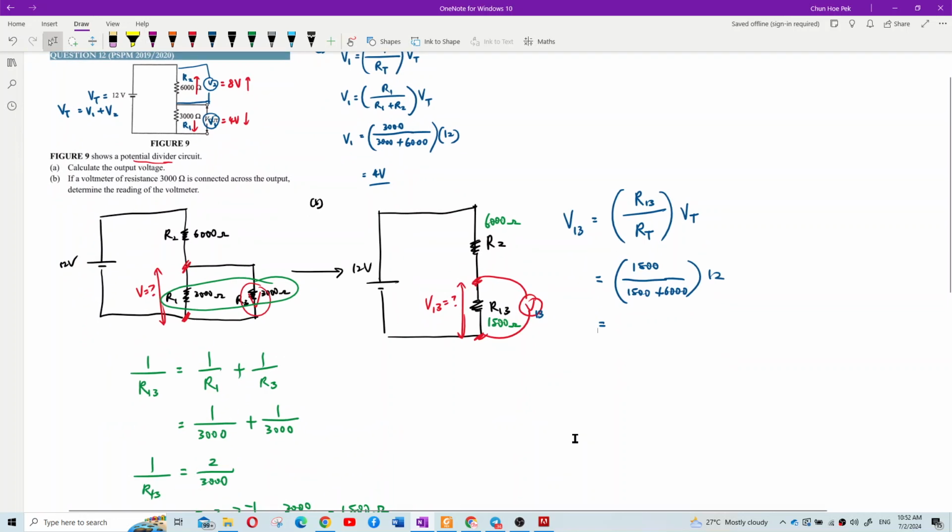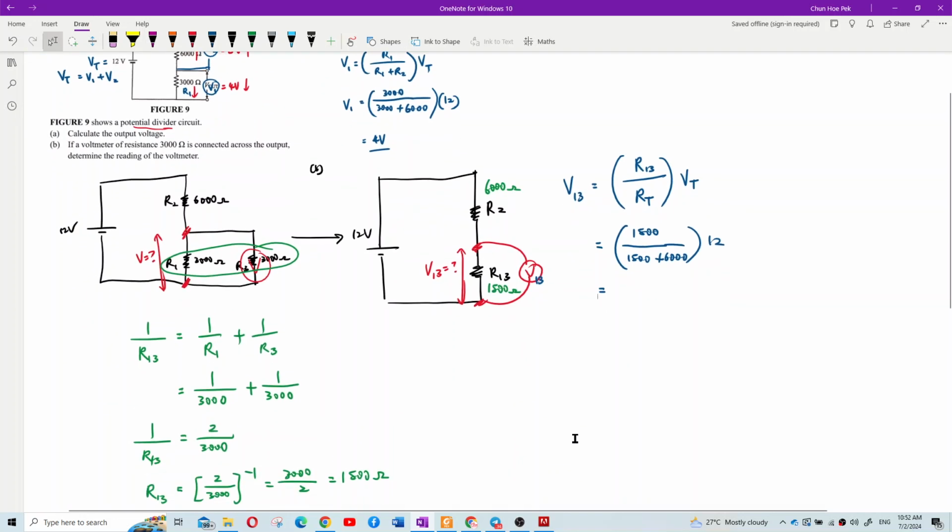Tell me. 1500. How much? 2.4. Okay. 2.4 volt. That's it. Potential divider. Easy, right?